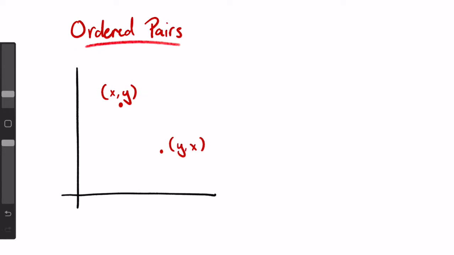As we do in set theory, we're going to formalize this intuitive definition into something that we can do lots of complicated math with. We're going to say that an ordered pair (x, y) is the same as the set {{x}, {x, y}}.